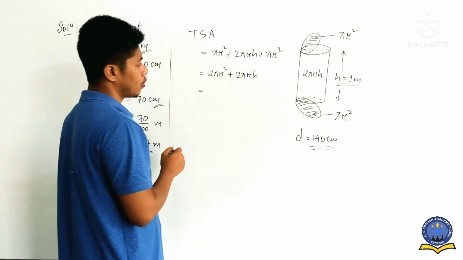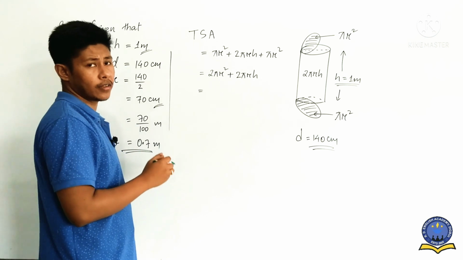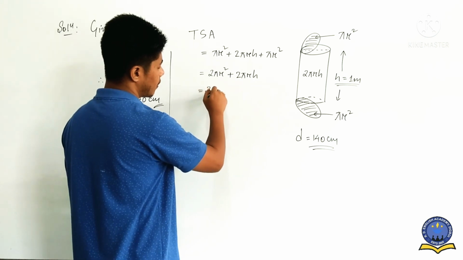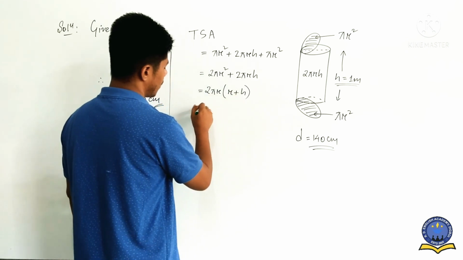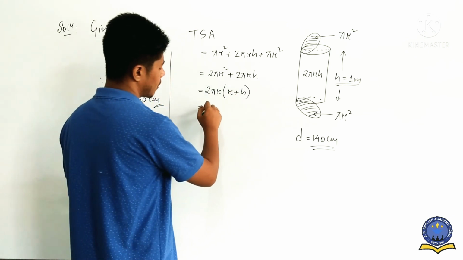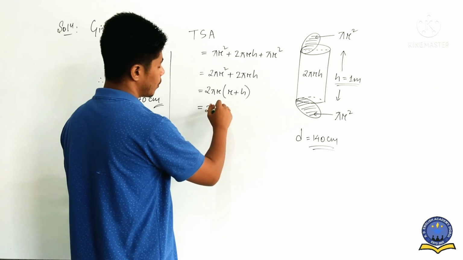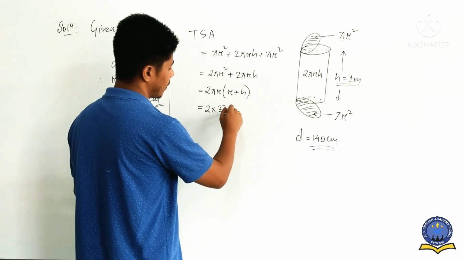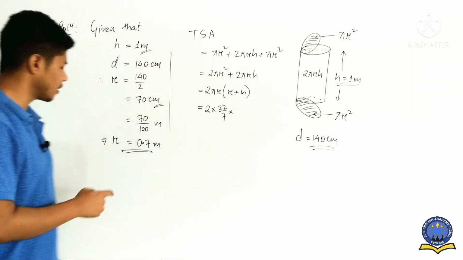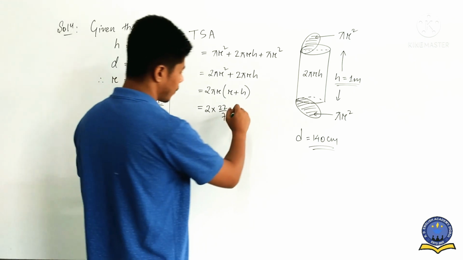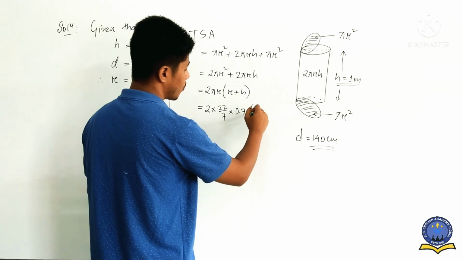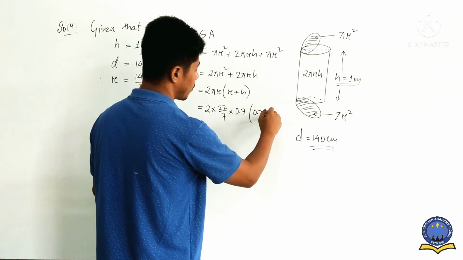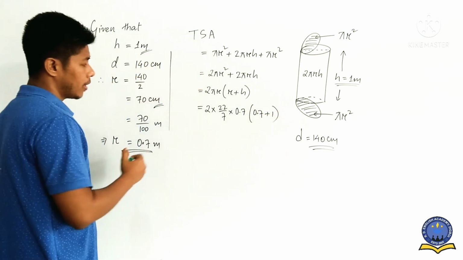So what is common here? 2 pi r is common, so we write 2 pi r into r plus h. Is it clear? Now in this case, 2 into pi means we can write 22 by 7, into the radius, which is 0.7, into r plus h. R is 0.7 plus h which is 1 meter, isn't it?